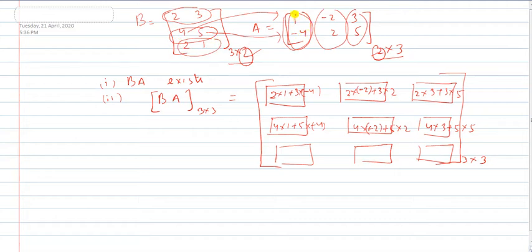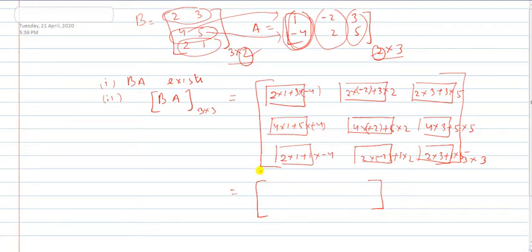This is third row and first column element. So find the sum product. 2 cross 1 plus 1 cross minus 4. This is 2 cross minus 2 plus 1 cross 2, and this is 2 cross 3 plus 1 cross 5. You have to do it very carefully since these are algebraic ones. If any entry is written wrong, then everything will go wrong.